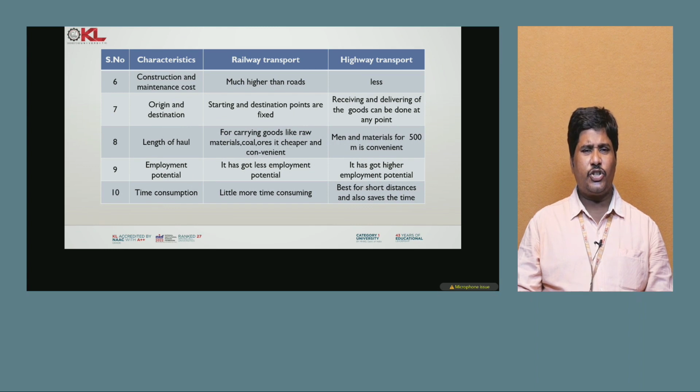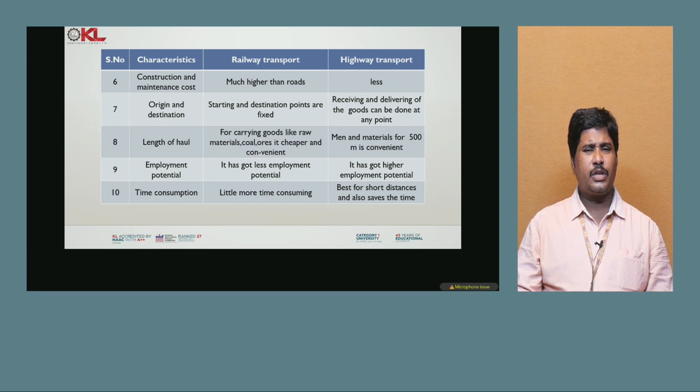And origin and destination path: in railway transportation, the starting and destination points are fixed. Coming to highway transport, receiving and delivering of the goods can be done at any point, because in the highway transport system, by means of the road network, it can be moved in any direction, and we can say door-to-door service is also possible in highway transport. And length of haul means pulling.